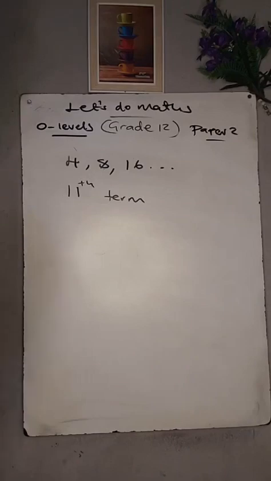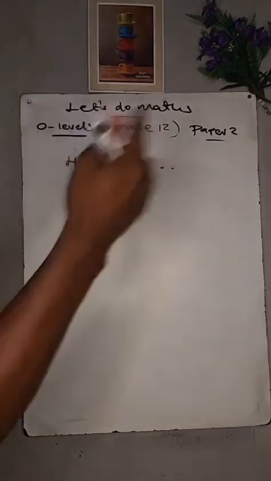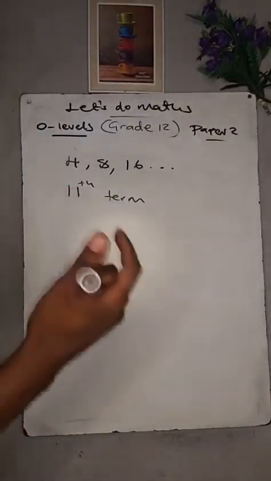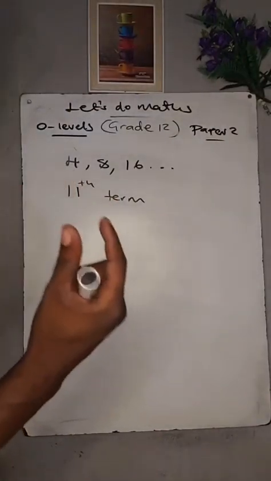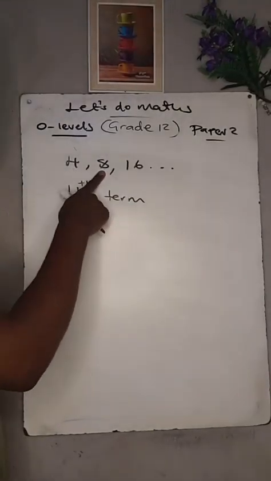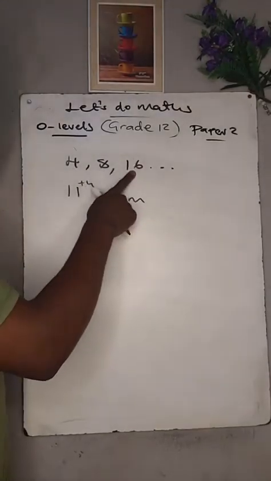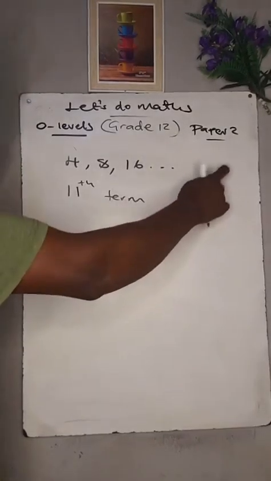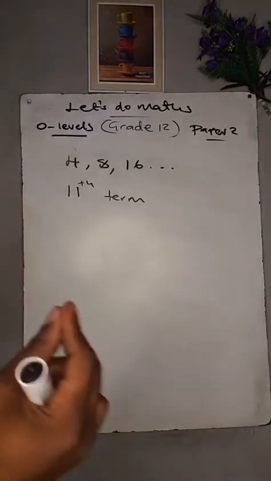What do they mean by 11th term? For the 11th term, what they mean is: what is the number under the geometric progression? What would be the number on the 11th term? Because on the first term we have 4, second term we have 8, third term we have 16. What will be the number in the 11th term? So how do we find the 11th term?